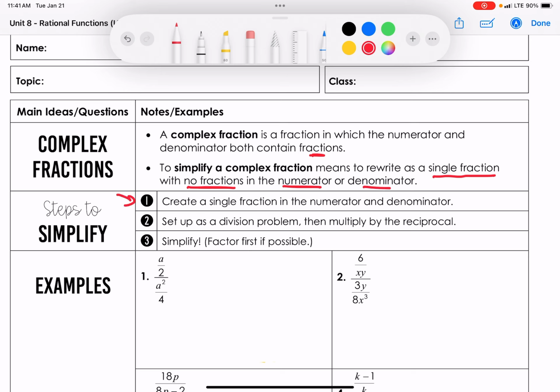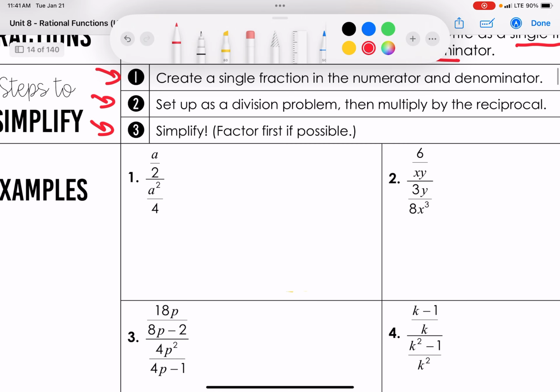First step, create a single fraction in the numerator and denominator. Second step is to set up as a division problem, then multiply by the reciprocal. And your third step is just to simplify, and you've got to factor first before you can simplify, if you can factor. So let's go through our odd numbers. So this is what it states.